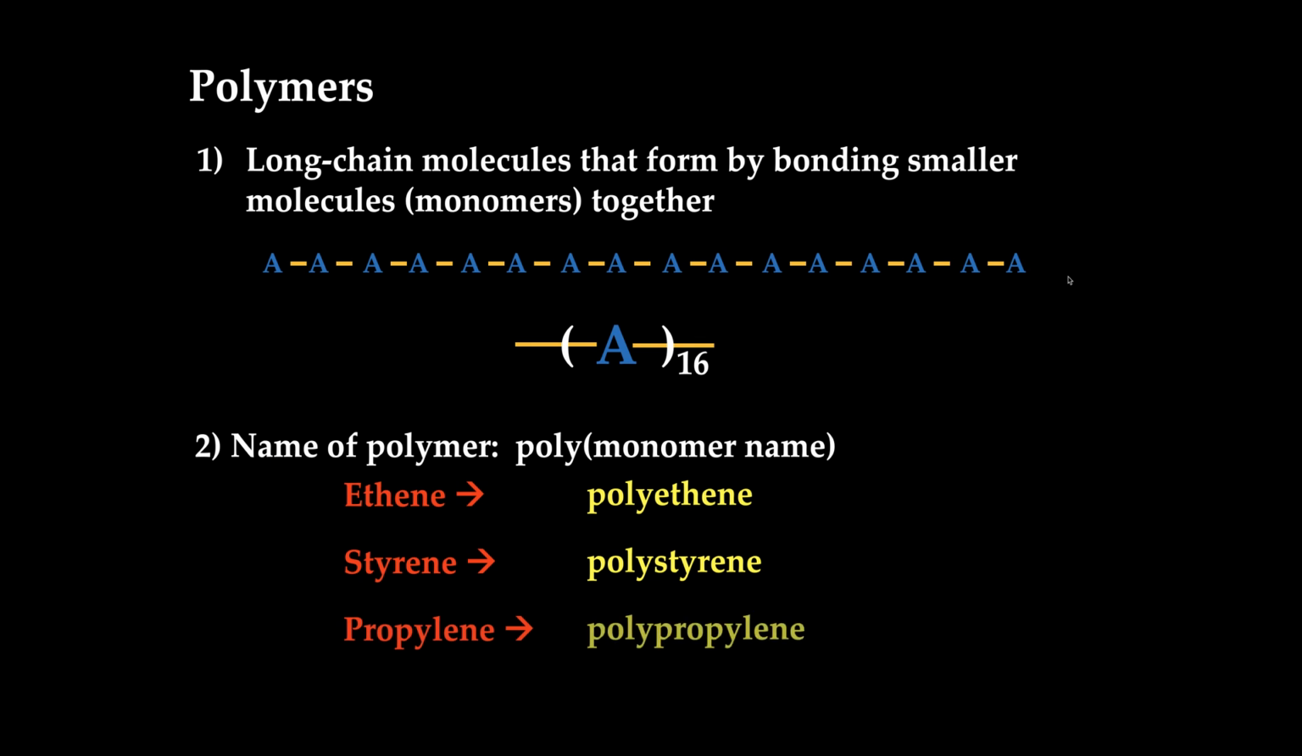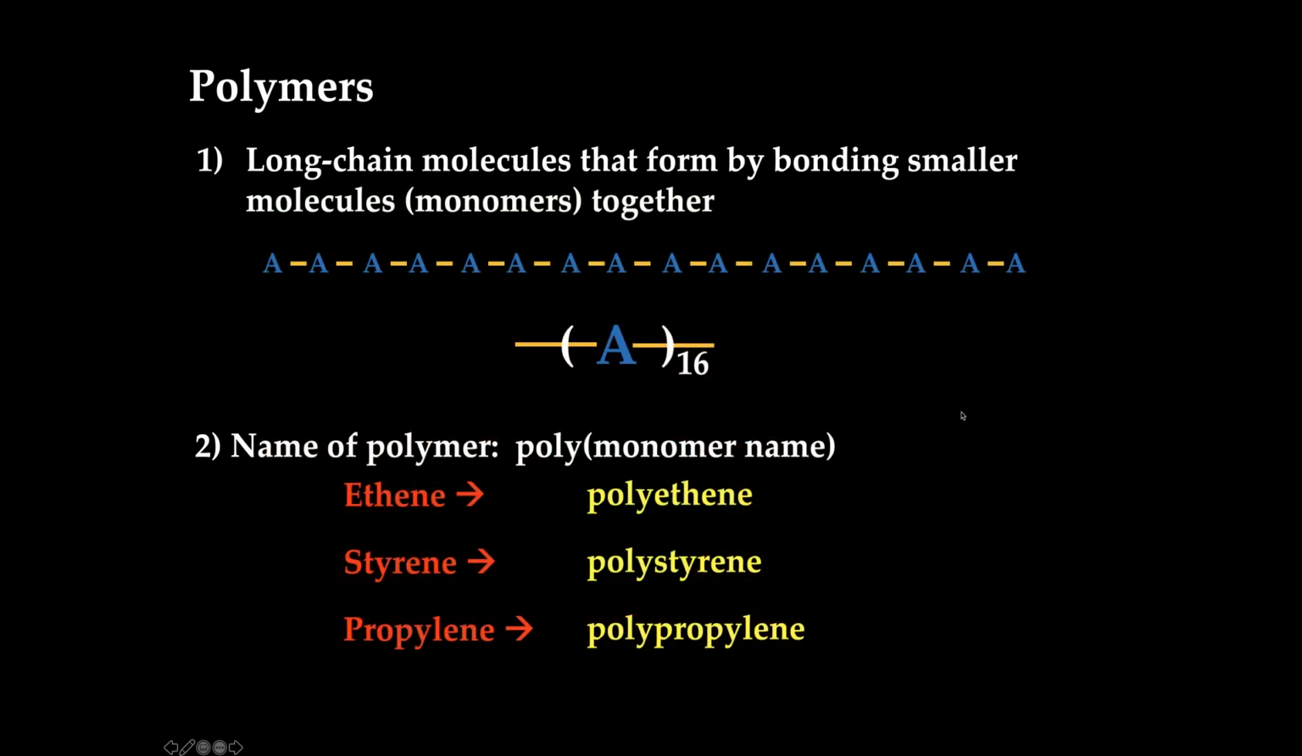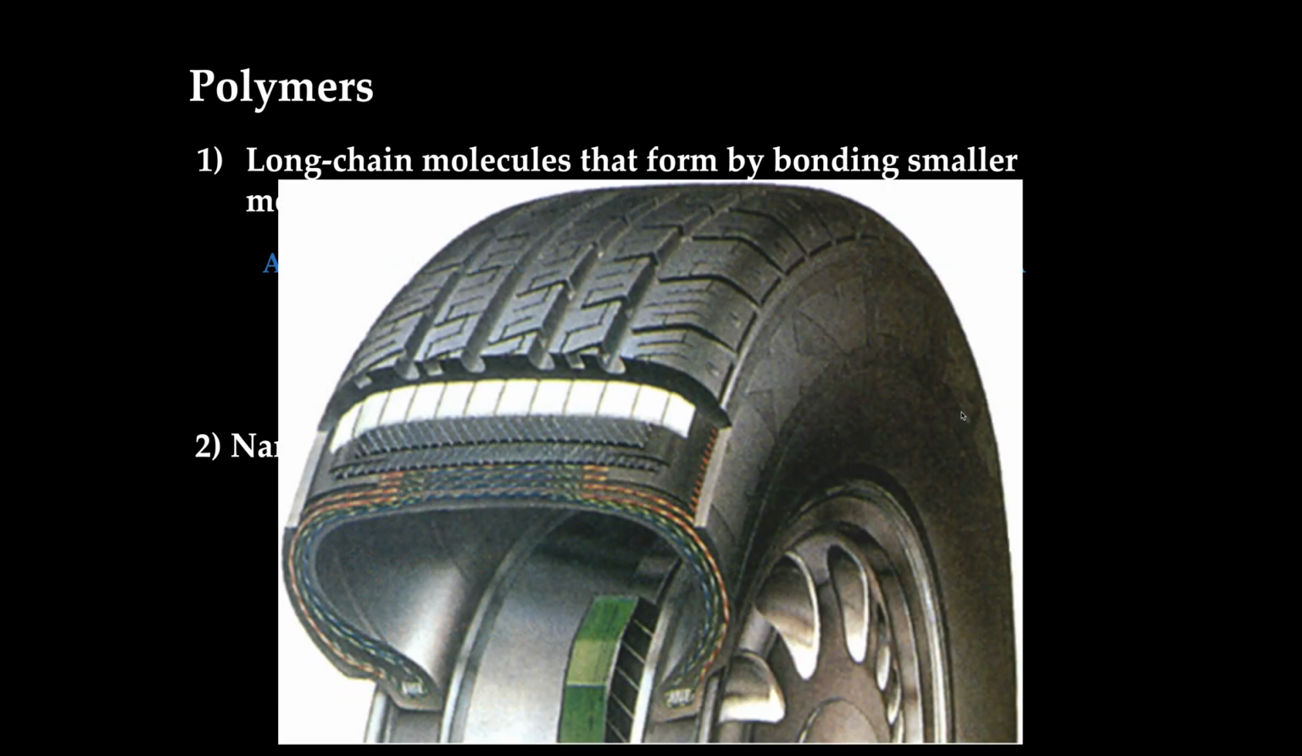And propylene makes polypropylene. Polypropylene is used for food packaging. So these containers you might put your leftovers into are made of polypropylene. Butadiene makes polybutadiene, which is used for making the rubber in tires.